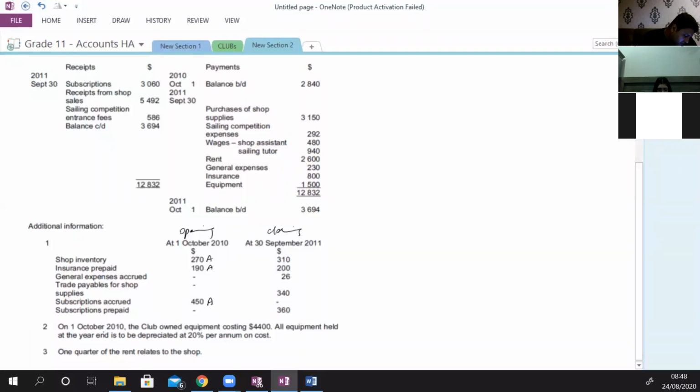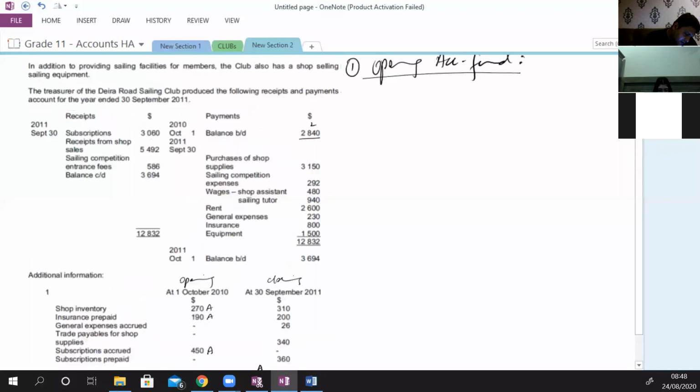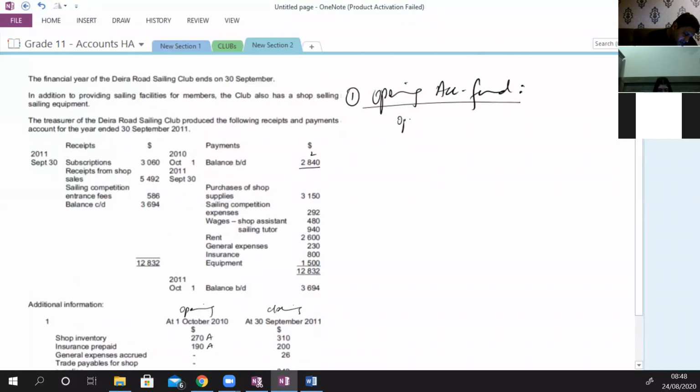और कह रहा है 1st October को the club ordered an equipment of 4400. This is also an asset. ठीक है. और do not forget the opening bank balance. Opening bank balance तो आपका ये negative था. This was a liability. ठीक है जी. Opening assets minus opening liabilities is opening accumulated fund.